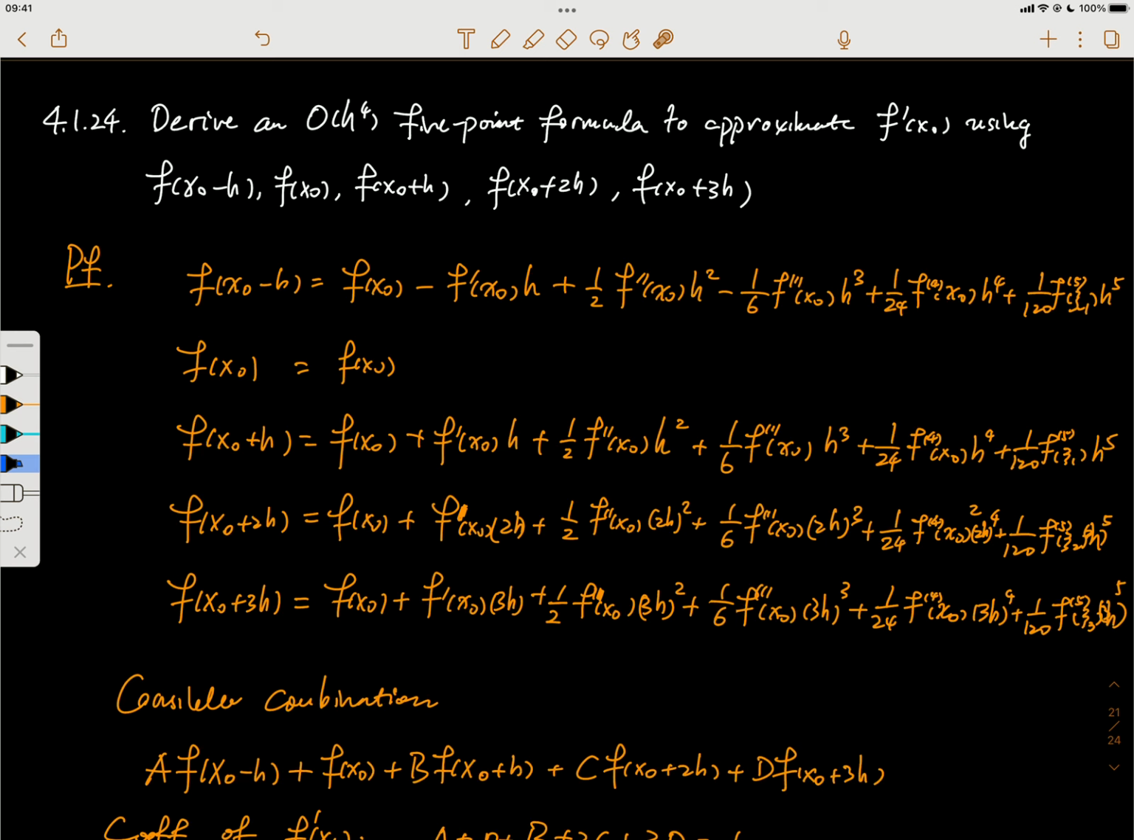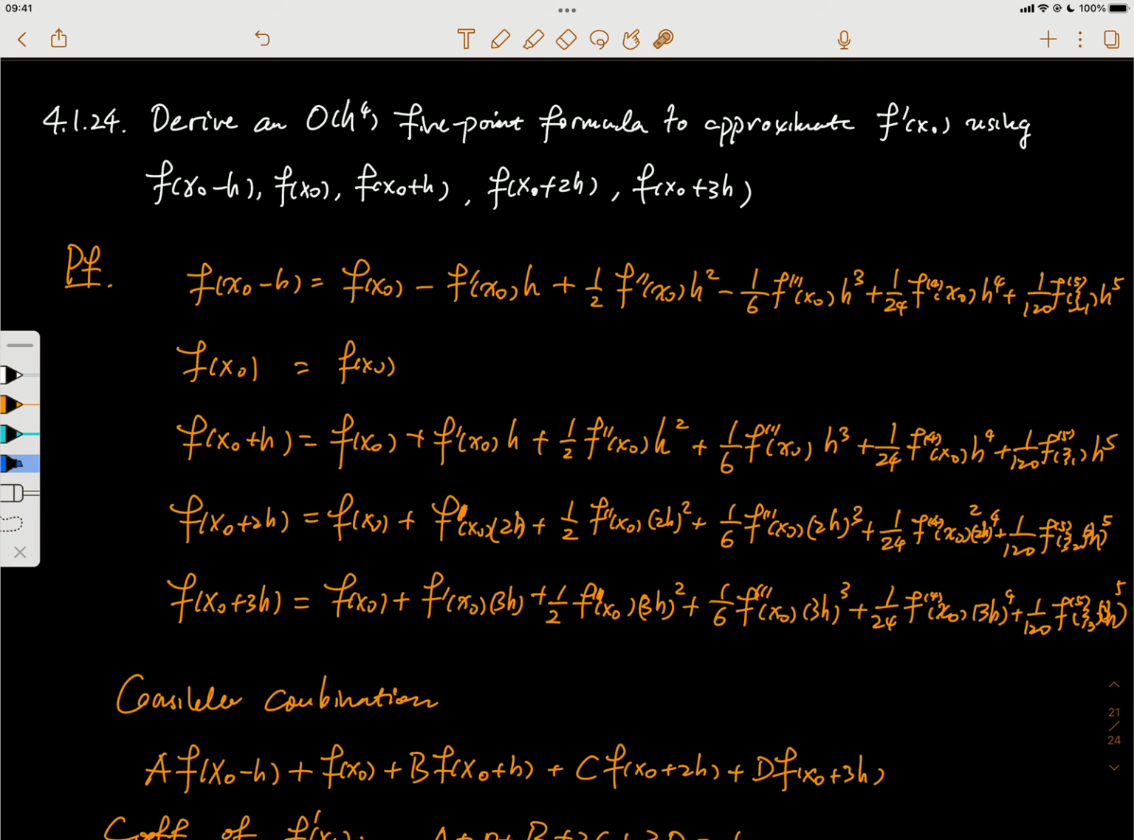Problem 4.1.24. So the question is asking us to derive an O(h^4) five-point formula to approximate the derivative of the function f at a point x0, using the values at these 5 points: x0 minus 2h, x0 minus h, x0, x0 plus h, x0 plus 2h, x0 plus 3h.